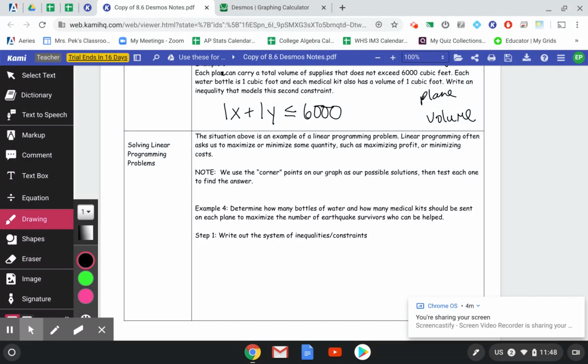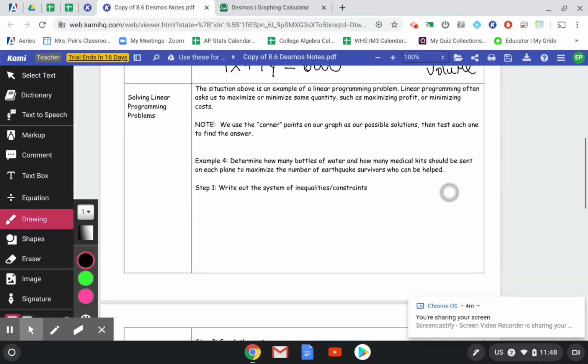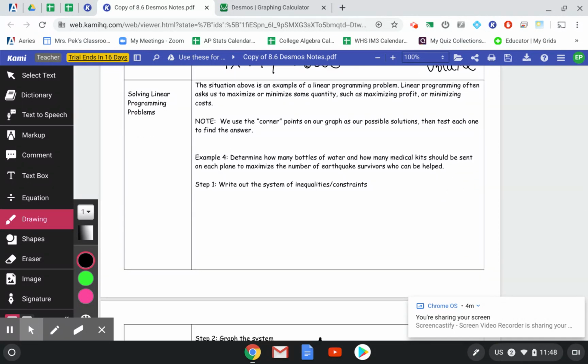We're going to use the corner points on our graph. So we're going to graph our constraints, use the corner points as our possible solutions, and then test each one with our objective function to figure out our answer. All right, so we want to determine how many bottles of water, X, and how many medical kits, Y, should be sent on each plane to maximize the number of survivors who can be helped. So we want to get the maximum number of people we can help.